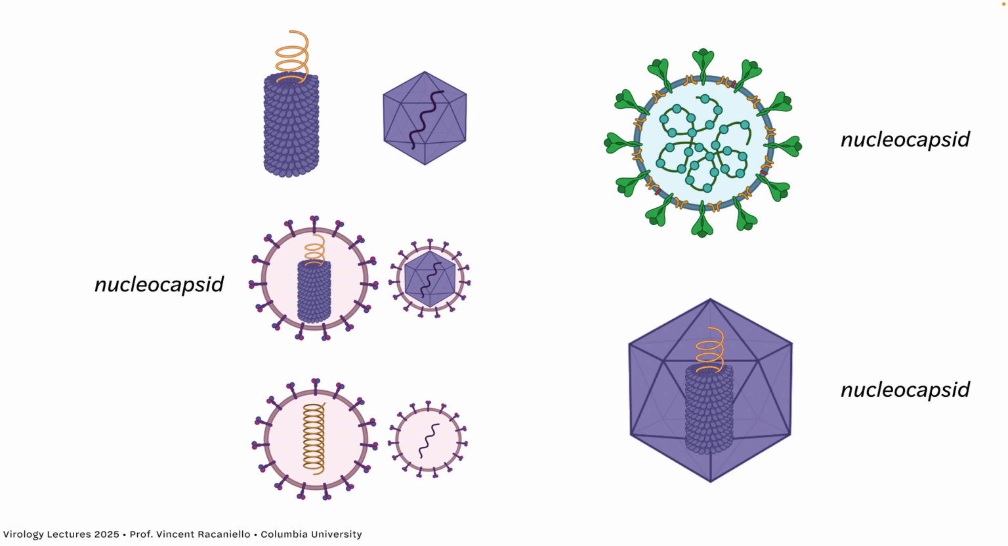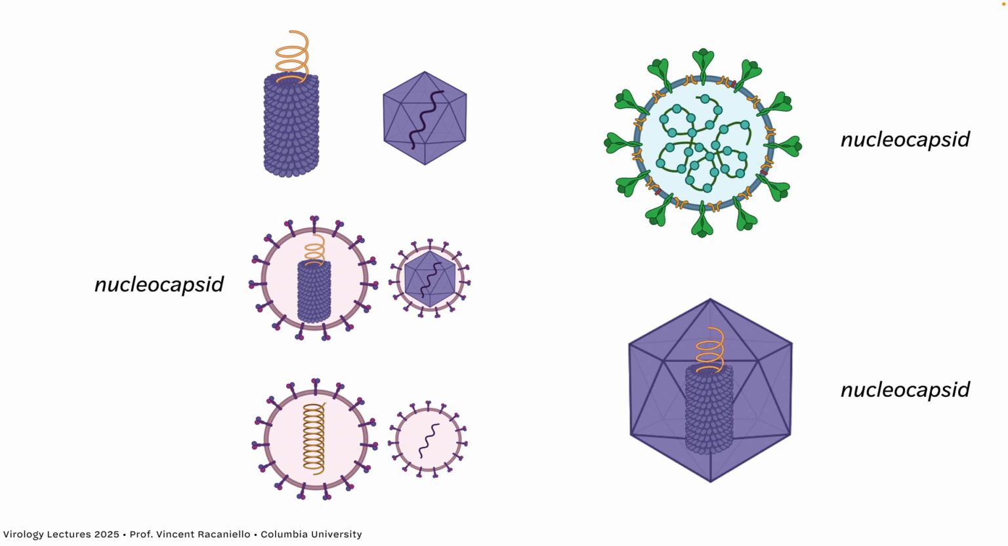So there's tobacco mosaic virus, coat protein and RNA. It's a capsid. It's not a nucleocapsid. Next to it, some virus with an icosahedral shell, which we'll talk about right now, and some nucleic acid. It's a capsid. There's no substructure.